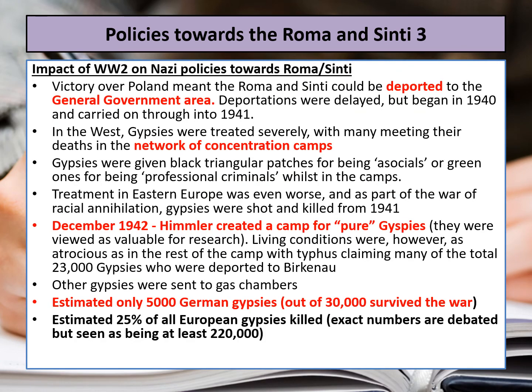The last area that you need to know about for policies towards the Roma and Sinti is how World War II impacted on the policies towards them. Now, first of all, the Nazis achieved a quick victory over Poland in September 1939, and it meant after that the Roma and Sinti could now be deported to the General Government area. The deportations were immediately delayed, but they had begun by 1940 and carried on throughout 1941.